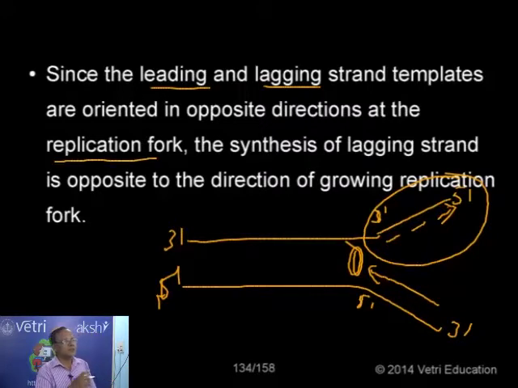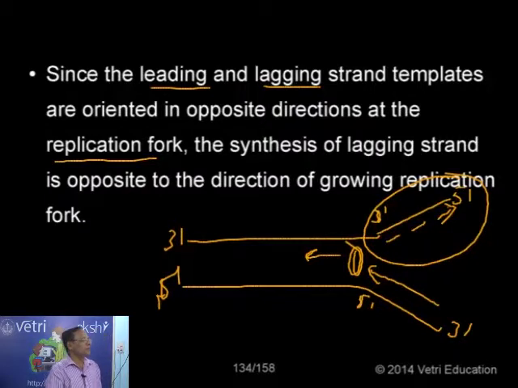So the synthesis of lagging strand always occurs just opposite to the direction of the growing replication fork. You see that one, the synthesis of leading strand occurs towards the replication fork. This is a growing replication fork. Gradually the replication fork is extending. So the leading strand synthesis occurs towards the growing replication fork, and the synthesis of the lagging strand always occurs opposite to the growing replication fork. So it is away from the replication fork, and this one is towards the replication fork.